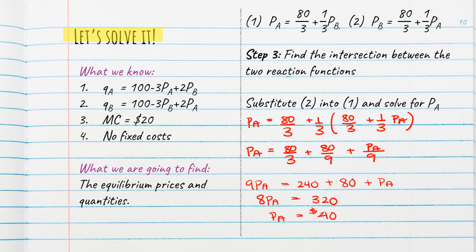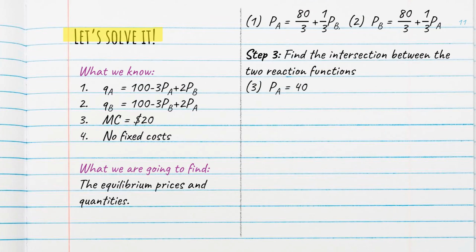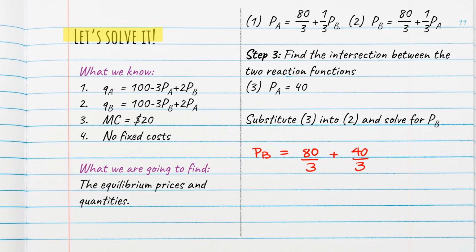So we are really most of the way done. We figured out that AquaTwirl is going to set a price of $40. Now we want to find Bristleblast's price. To do so, we're going to substitute AquaTwirl's price into Bristleblast's reaction function, and that will allow us to solve for the price. So we have PB is equal to 80 over 3 plus 40 over 3. Well, 80 over 3 plus 40 over 3 is 120 over 3. I can do that math in my head. That must mean that the price that Bristleblast is going to charge is also $40.